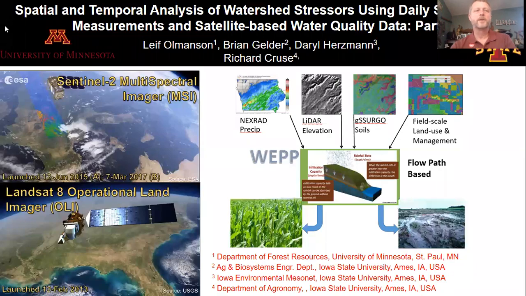This is part 2 of our presentation. This is the spatial and temporal trends at the watershed stressors, and specifically data from the daily erosion project. And this is linking that with the water quality data that was discussed in part 1.